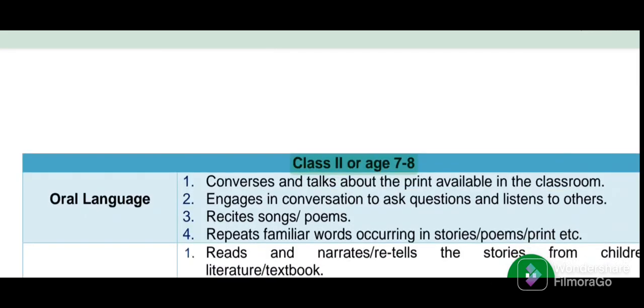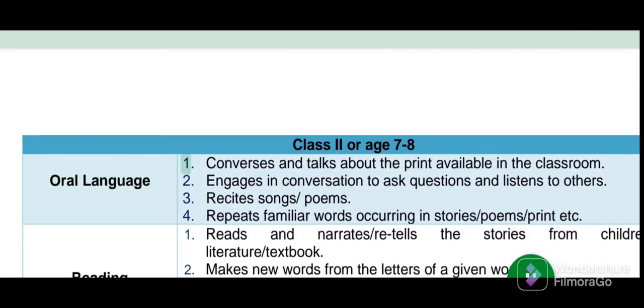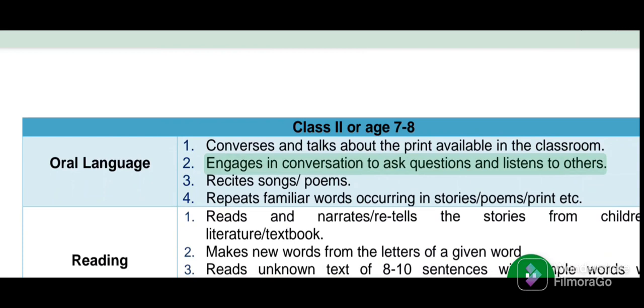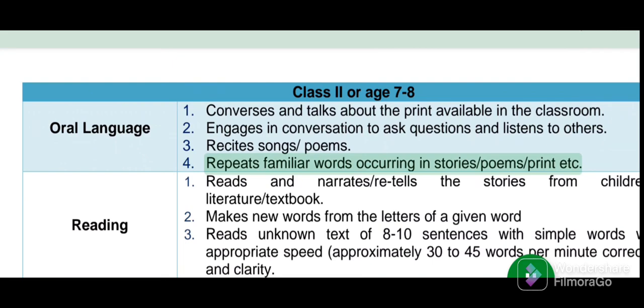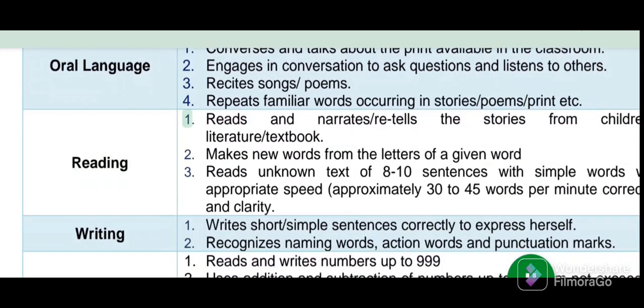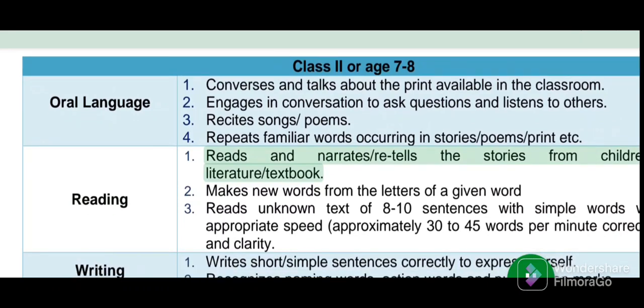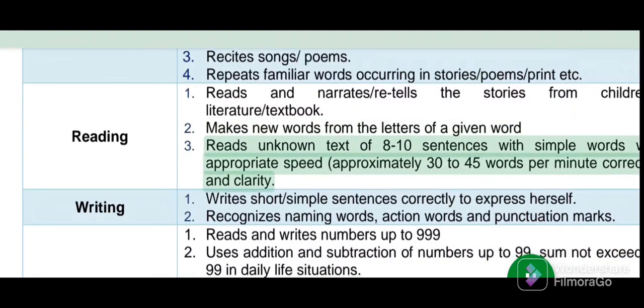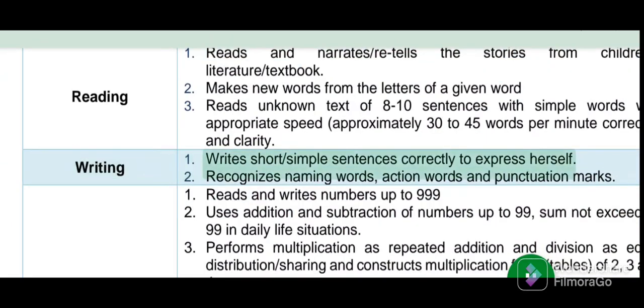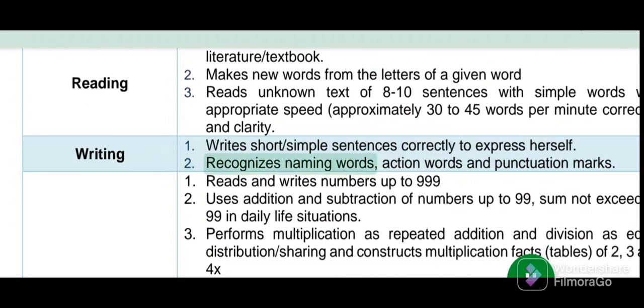37 PAGA. Class 2 or age 7 to 8. Oral language. 1. Converses and talks about the print available in the classroom. 2. Engages in conversation to ask questions and listens to others. 3. Recites songs, poems. 4. Repeats familiar words occurring in stories, poems, print etc. Reading. 1. Reads and narrates, retells the stories from children's literature textbook. 2. Makes new words from the letters of a given word. 3. Reads unknown text of 8 to 10 sentences with simple words with appropriate speed, approximately 30 to 45 words per minute, correctly and with clarity. Writing. 1. Writes short simple sentences correctly to express herself. 2. Recognizes naming words, action words and punctuation marks.